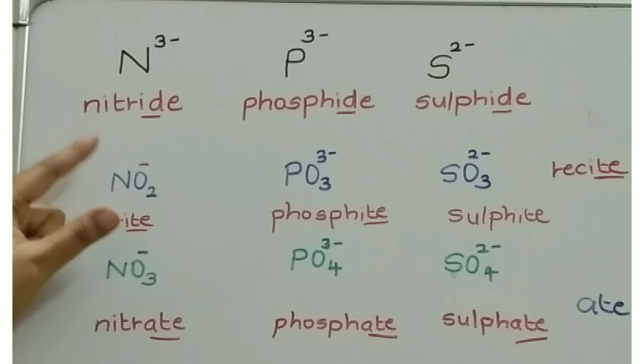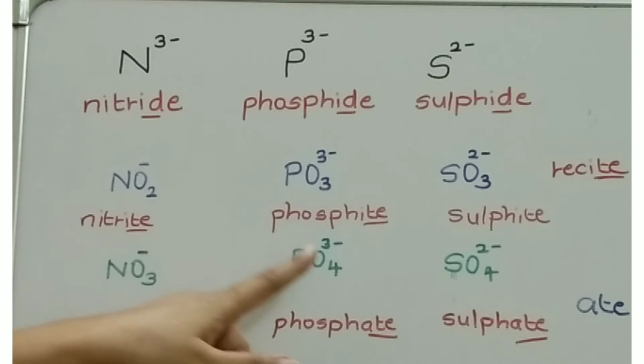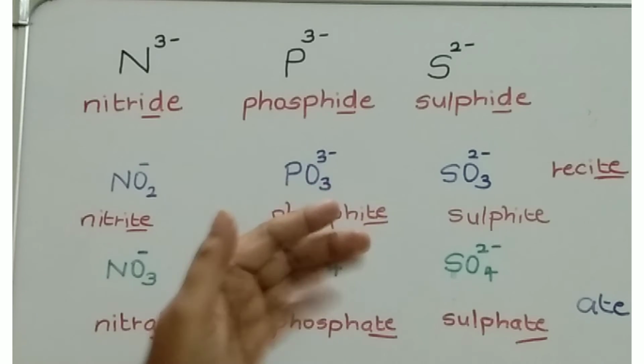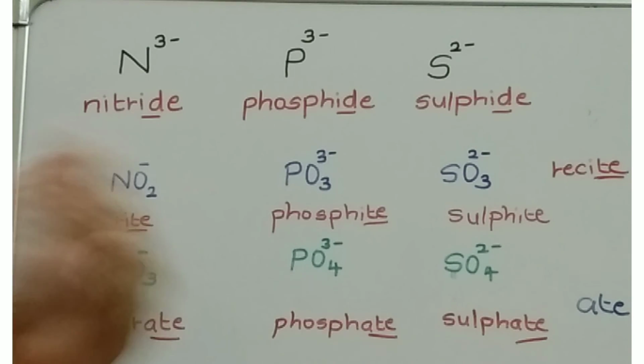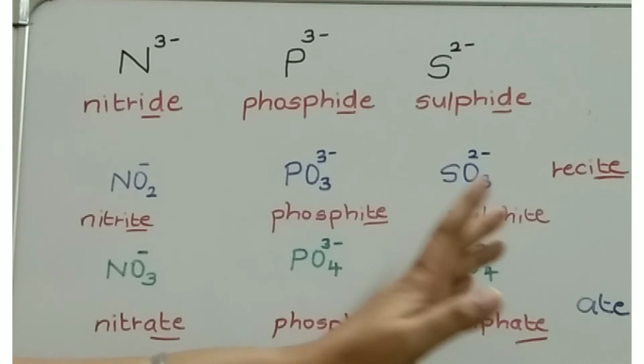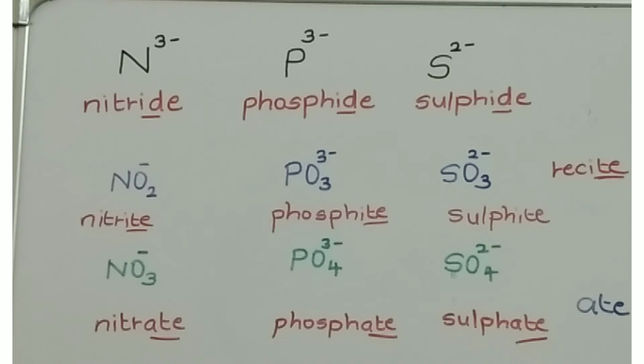Compare these two, 3 and 2, 2 is smaller. Compare 4 and 3, 3 is smaller. So the smaller numbers you can recite. So that is nitrite, phosphite, sulfite. And the bigger number, that is ate. Nitrate, phosphate, sulfate. Hope this was useful for you. Thank you.